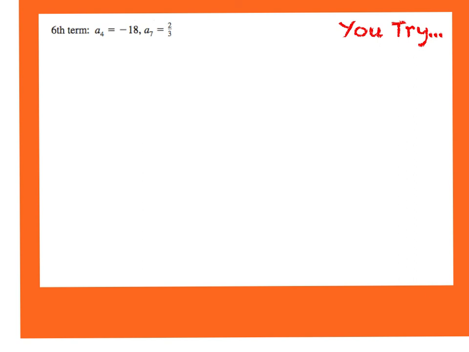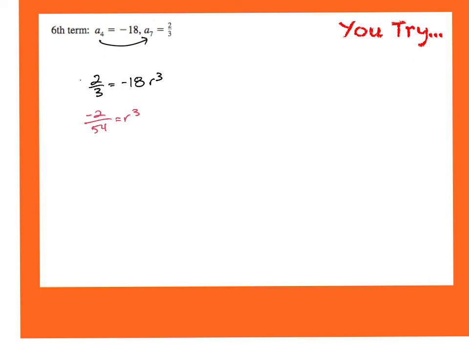And I'm giving you a sub 4 is equal to negative 18, and a sub 7 is equal to 2/3. To go from a sub 4 to a sub 7, how many times am I using my ratio? I'm using it 3 times. So to get there, I'd have 2/3 equal to negative 18 times my ratio 3 times. Our first step is to divide by negative 18, and I end up with negative 2 over 54 equal to r cubed.